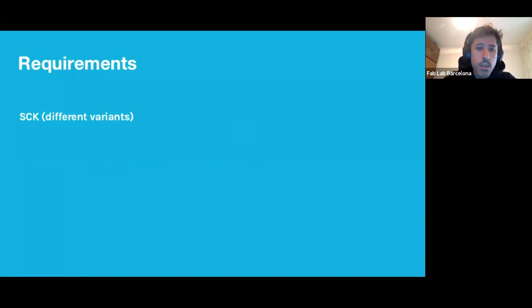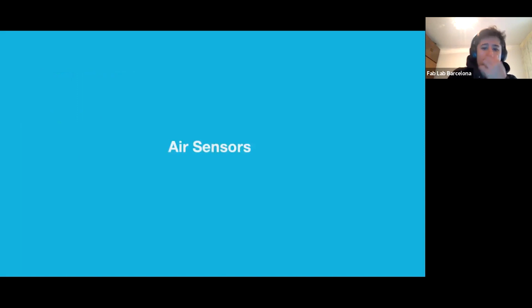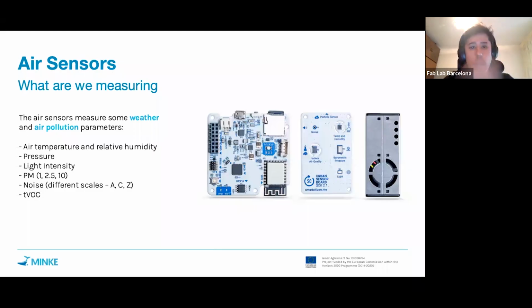Today is very simple. We don't have many requirements for today's session, just the Smart Citizen kit in different variants that you have, with GPS, with temperature probes, and so on, or the basic kit. And we're going to talk about air sensors. So air sensors basically is everything related to weather and air pollution parameters.